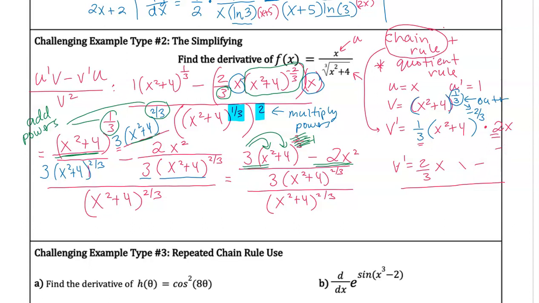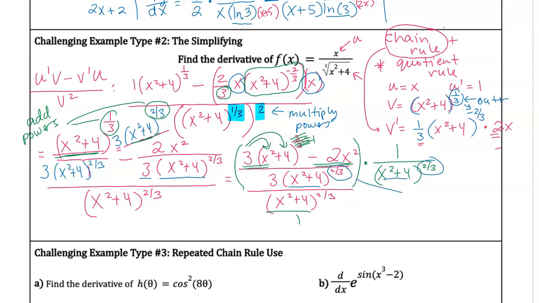What I can also recognize is that when you're dividing a fraction by this quantity, that's really the same thing as multiplying this fraction from the numerator by the reciprocal of the denominator. So I'm really multiplying by 1 over x squared plus 4 to the 2/3. Okay, and then again, I'm multiplying same base, x squared plus 4, with another same base. So I can then add these exponents.